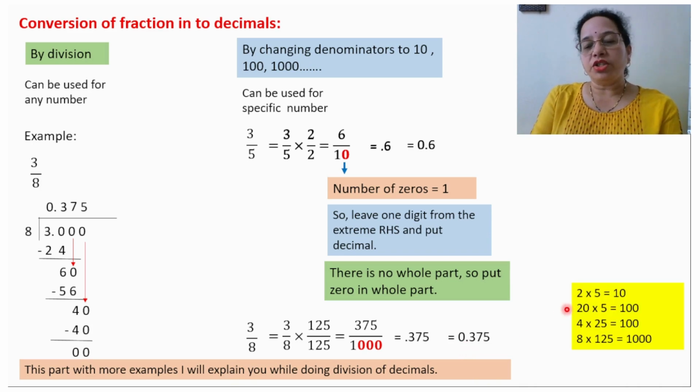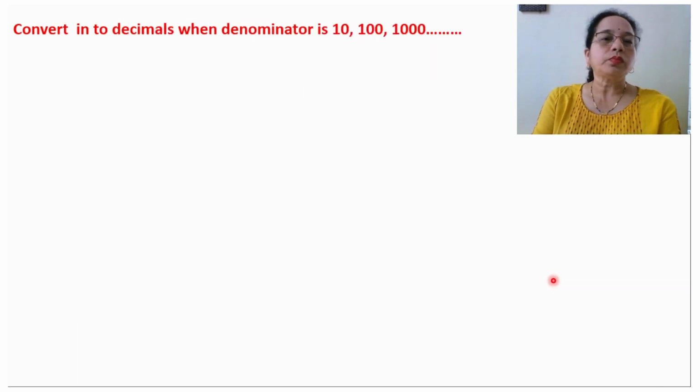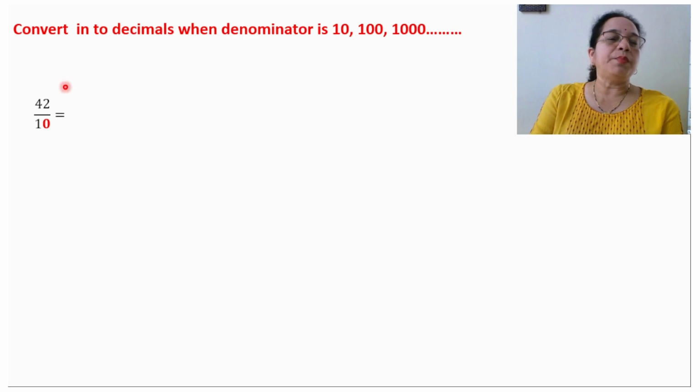Here a few conversions are very important. 2 5s are 10, 20 into 5 will give you 100, 4 into 25 will give you 100, and 8 into 125 will give you 1000. If one or the other denominator is there, you can use this multiplication table to convert into 10, 100 and 1000. Take a few more examples with this.